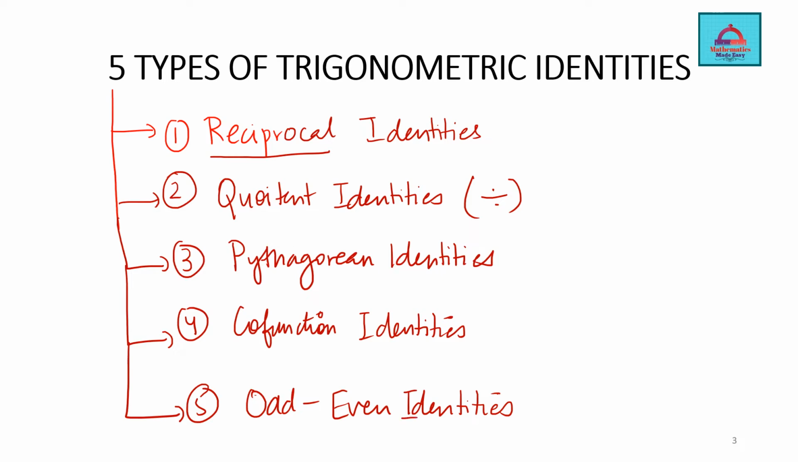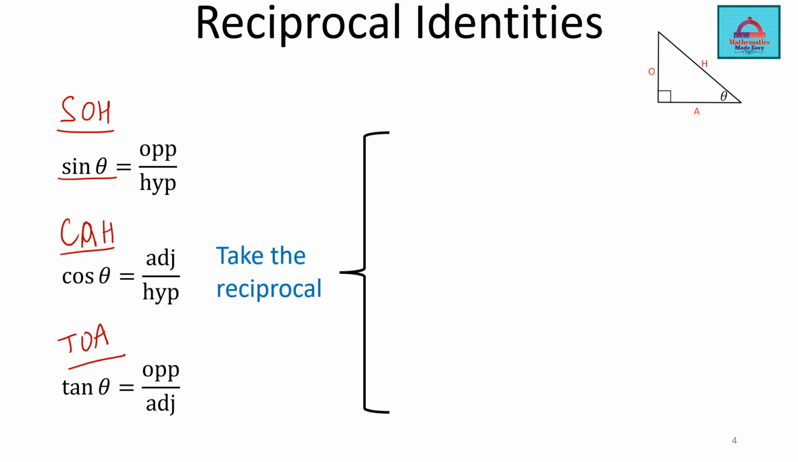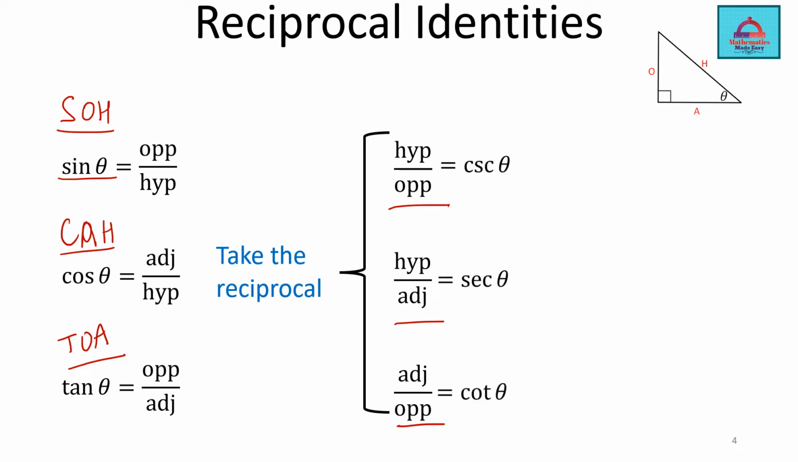So let's start with the first one, which is reciprocal identity. As the name suggests, reciprocal identity is coming from the reciprocal. So the 3 basic trigonometric ratios, sine, cos, tan. So SOHCAHTOA. This is very important. So sine is opposite over hypotenuse, cos is adjacent over hypotenuse, and tan is opposite over adjacent. So if you take reciprocal of all these 3, what you get is hypotenuse over opposite, hypotenuse over adjacent, and adjacent over opposite. So these will be called cosecant, secant, and cot.